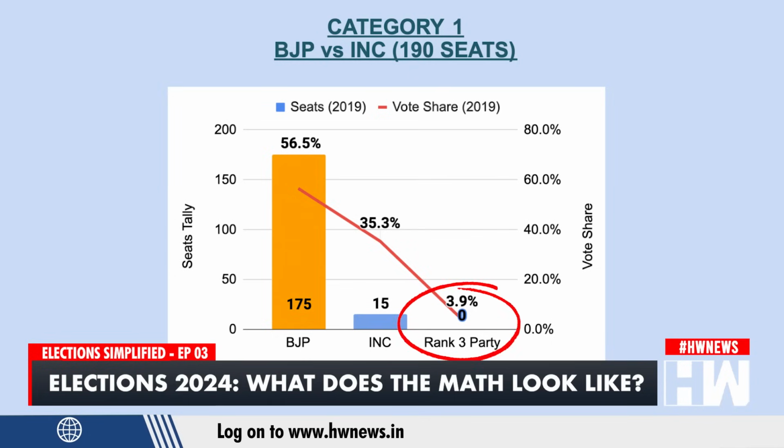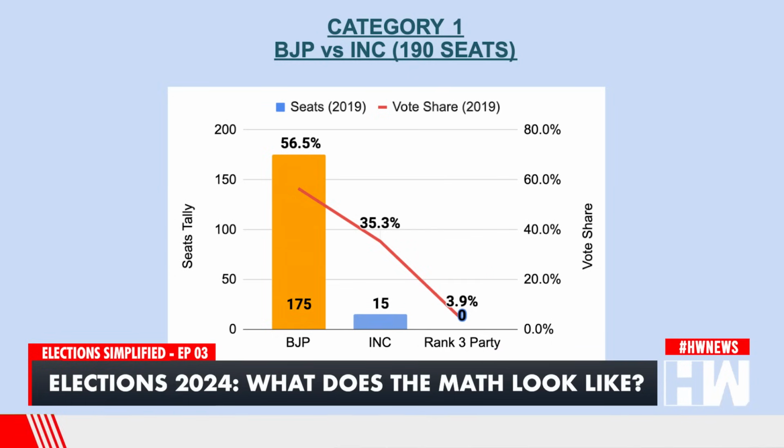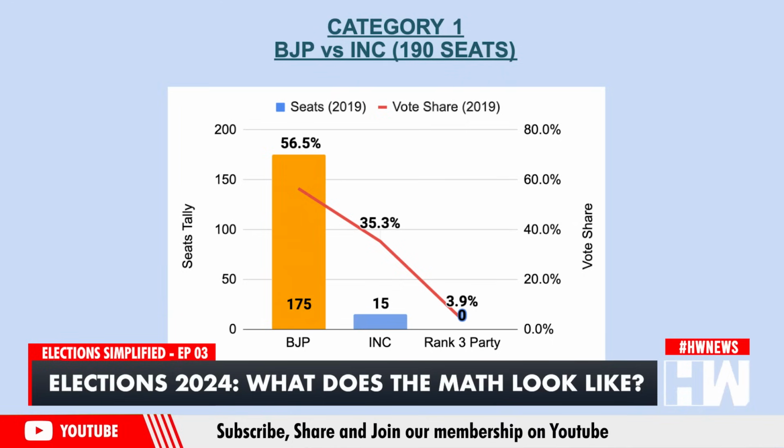Now, the third ranked party secured more votes than the margin of victory in 19 seats, and 13 were won by the BJP and 6 by the Congress. What does this mean?